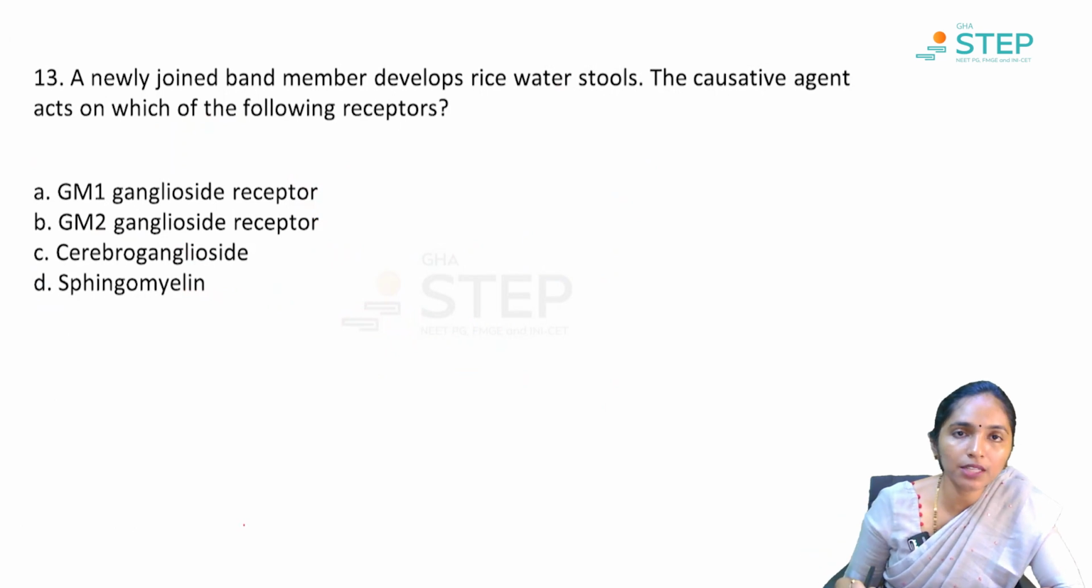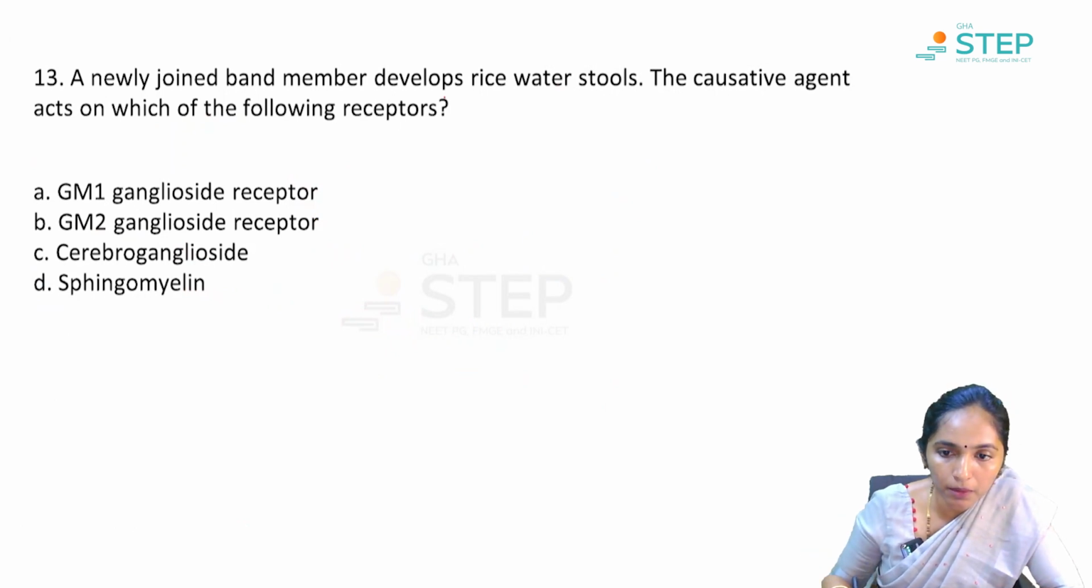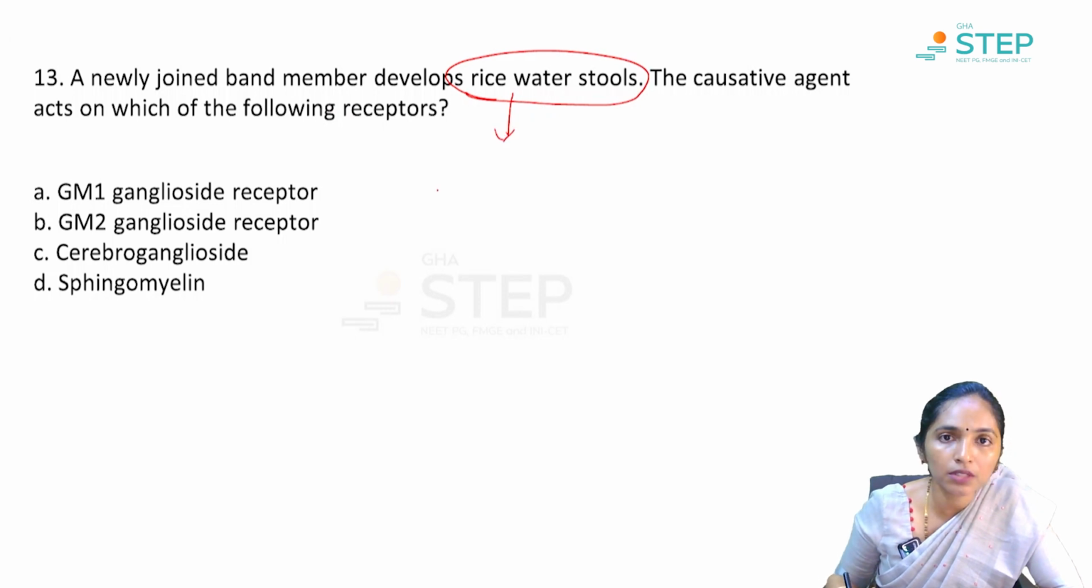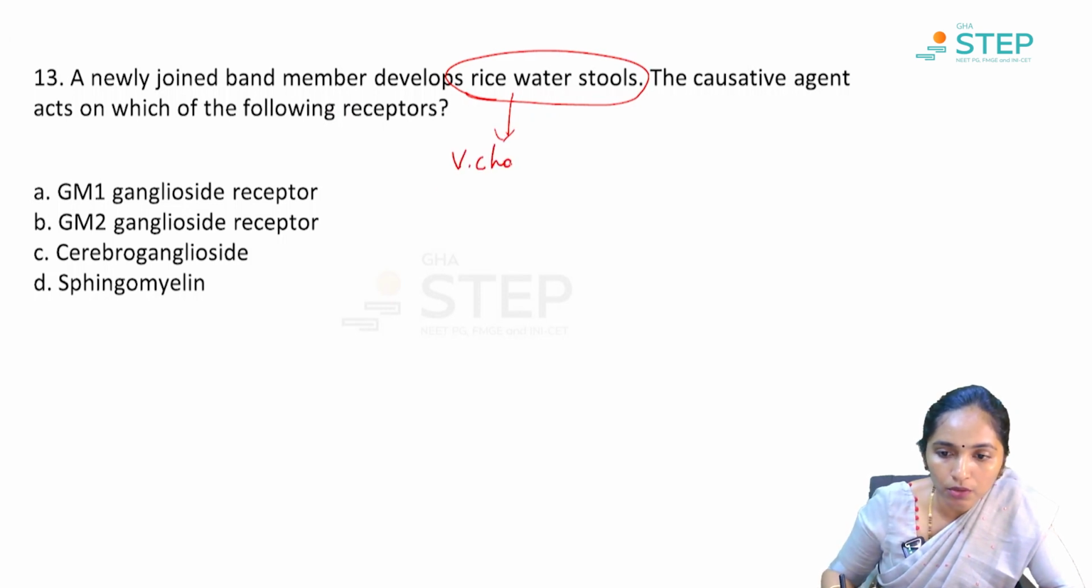So moving on to the next question, a newly joined band member developed rice watery stool. This is again an easy question. The causative agent acts on which of the following receptors? First, we should know the causative agent, right? As soon as we utter the words rice watery stool, we should think of Vibrio cholerae. So Vibrio cholerae is the causative agent of cholera, which causes rice watery stools.